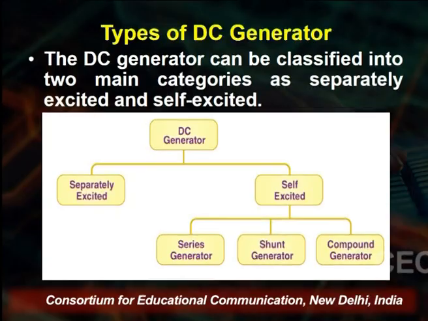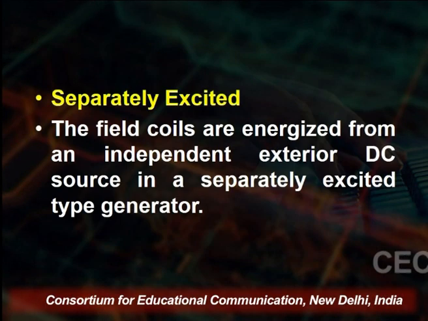What types of DC generators are there? DC generators are of 2 types. First is separately excited, second is self excited. So, the DC generator can be classified into 2 main categories: separately excited and self excited. The self excited is again classified into 3 forms: series, shunt, and compound generators.